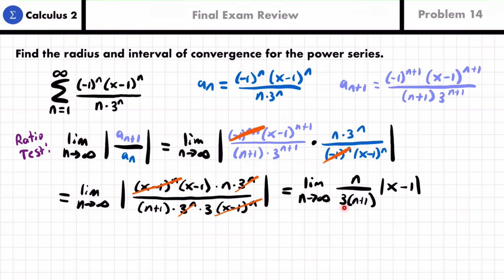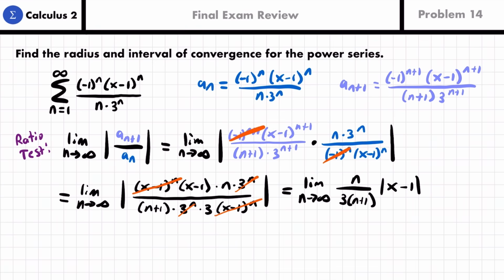Okay, and so how do we evaluate this limit here? Well, remember, when you have a limit at infinity of a rational expression with just algebraic or polynomial expressions in the numerator and denominator, a quick trick for evaluating the limit is if the highest power of n in the numerator and denominator is the same, then that limit at infinity will be equal to the ratio of their coefficients.